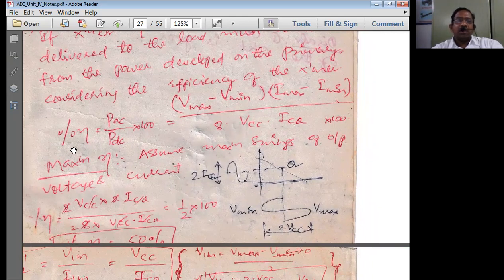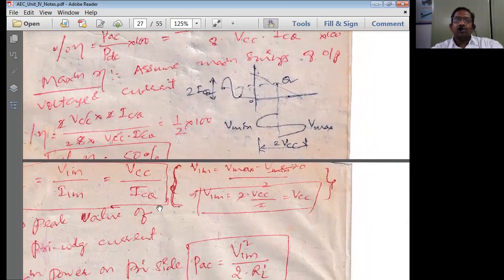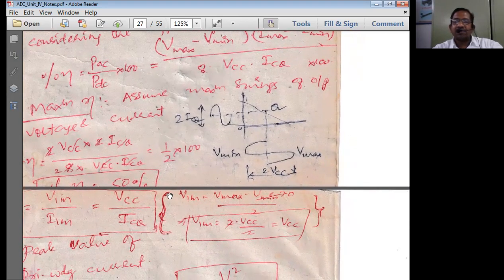Now, we have already derived this basic efficiency formula in the previous class. The efficiency is equal to what we have written? Vmax minus Vmin into Imax minus Imin by 8 into VCC ICQ, into 100 if you are looking for percentage. So let us go towards finding out the maximum efficiency. So for maximum efficiency, what is that? Let us see. What is going to be Vmax? That is an important point here.